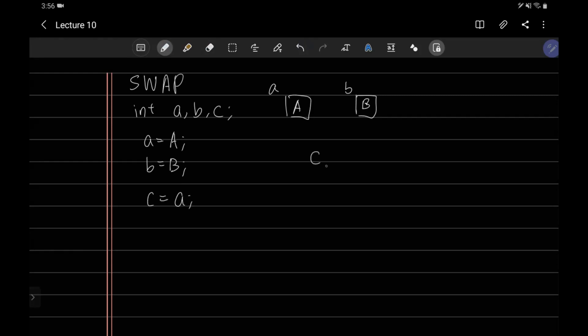Yeah, so by just declaring another variable c, you can store the value stored in a. This value will go here, and then you will move the value stored in b into a, like this one. And finally, you would just move this one so that it will go like this, and it will be replaced by the value of a. So that's one way to swap the values stored in these two variables.